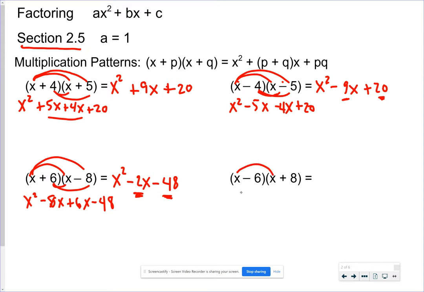Finally, this last one, x times x is x squared. I have a plus 8x and a minus 6x and a minus 48. So x squared plus 2x minus 48. The negative 48 is the product of this negative 6 and the positive 8. And the 2 is the sum of the 8 and the negative 6. If we understand where those numbers are coming from, it's going to make factoring easier.